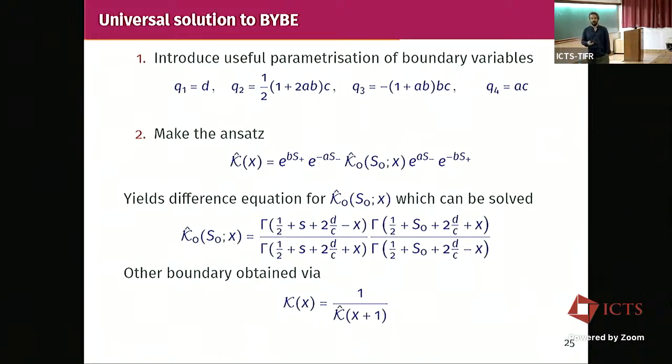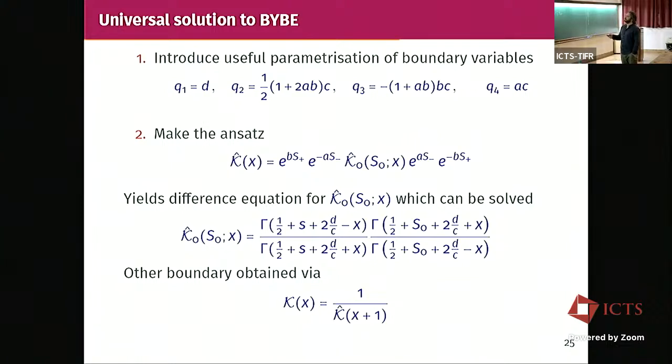What is little s on the right-hand side? You have A, B, C, D, but what is little s? That one? That's your spin? Yes, yes, yes. Okay.